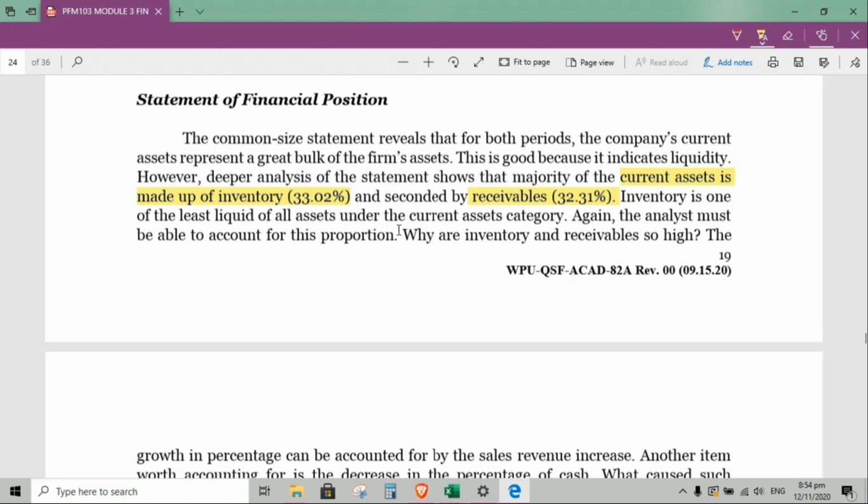Okay, so ngayon, ikaw as an analyst, tatanungin mo syempre, bakit ganito yung proportion niya? Bakit ang taas-taas ng inventory? Bakit ang dami-daming receivables? Ano ba yung ginawa ng mga tao sa management? Baka ba hindi sila masyadong nag-effort magbenta, kaya yung stocks marami pa? O di kaya yung mga nangutang, hindi pa ba nagbabayad? So, yun, isa sa mga pwede natin i-imply.